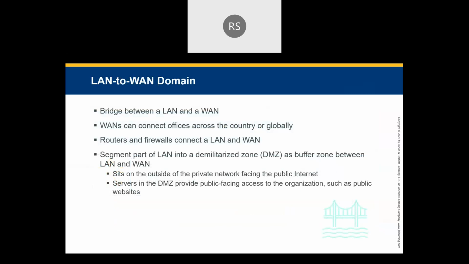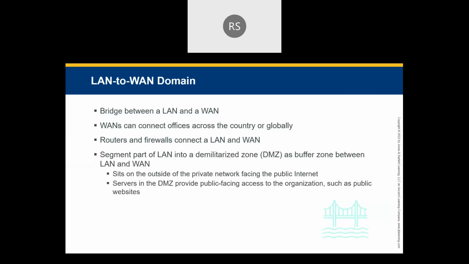The LAN to WAN domain acts as a bridge connecting the local area network to the wide area network. This domain plays a critical role in enabling organizations to extend their network connectivity beyond their immediate location. So, like I said, the wide area networks, they are the infrastructure that connect geographically dispersed offices and locations. This can be spanning across cities, regions, or even countries. Now, with the LAN to WAN domains, routers and firewalls are going to play a vital role in connecting the LANs to the WAN.